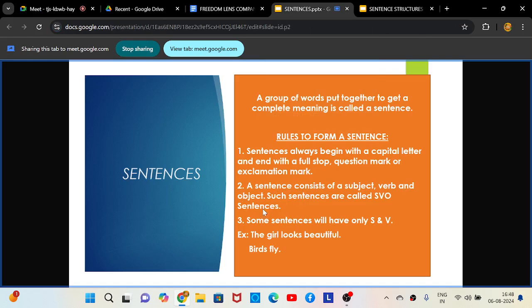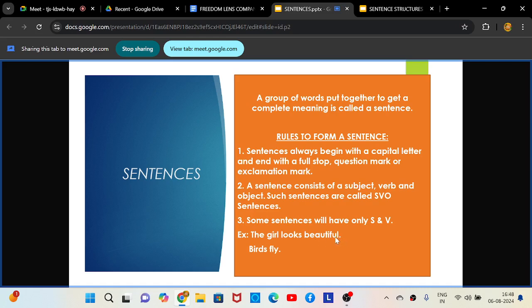Okay. So here you can see some sentences will have only S and V. So that is an exception in sentences. So now we have two examples. The first one is, the girl looks beautiful. The second one is, birds fly. So both these are sentences, okay, and here you can see that the words are arranged in a proper order.